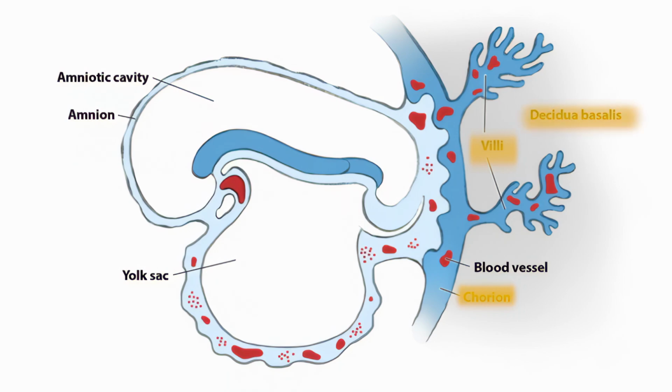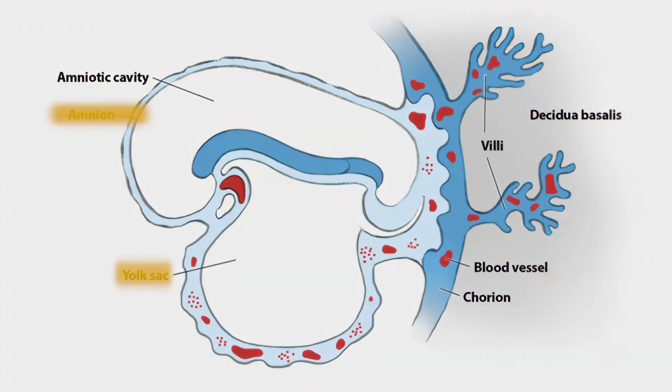And then, while we're talking about support structures, there's also a thin layer of tissue called the amnion, which contains the amniotic fluid. And there's something called the yolk sac, which serves as a secondary source of nutrients, kind of like the adult liver, as well as a source of non-specialized stem cells.